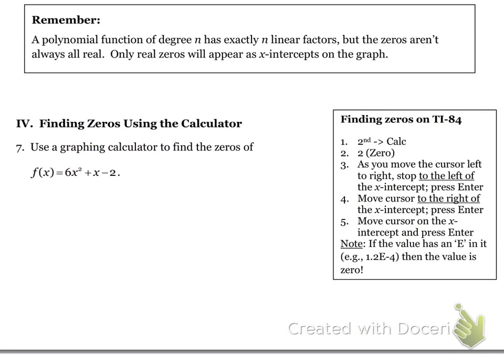So remember that a polynomial function of degree n has exactly n factors, but the zeros aren't always real like I just said. Only the real ones would appear as x-intercepts on the graph though. So if you're wondering, I have 4, why don't I physically see 4 zeros on the graph? That's why, because 2 of those are going to be complex.